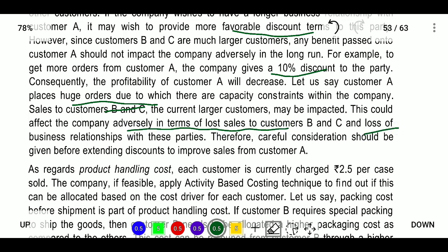And lastly, for the business relationship, if you are providing huge discounts to new customers and giving less discount to old customers, even though they are purchasing large value, they will get demotivated and our business relationship will be lost. Therefore, care should be taken when extending discounts to improve sales from customer A.